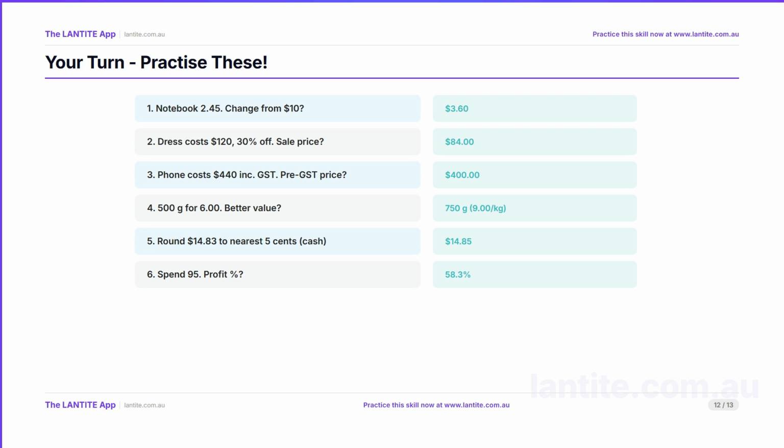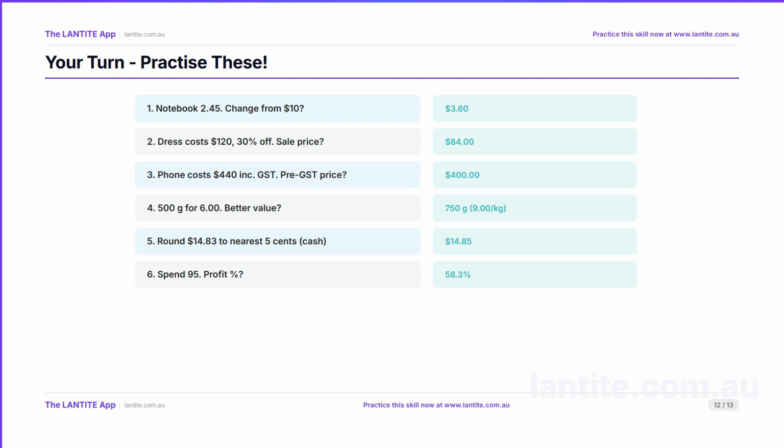Problem 2. A dress costs $120 and is 30% off. What is the sale price? Problem 3. A phone costs $440, including GST. What is the pre-GST price? Problem 4. Which is better value, 500 grams for $4.50 or 750 grams for $6? Problem 5. Round $14.83 to the nearest 5 cents for a cash payment.